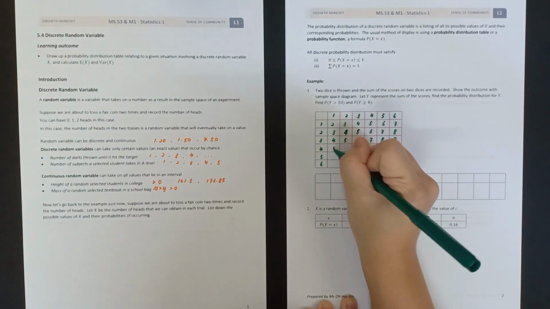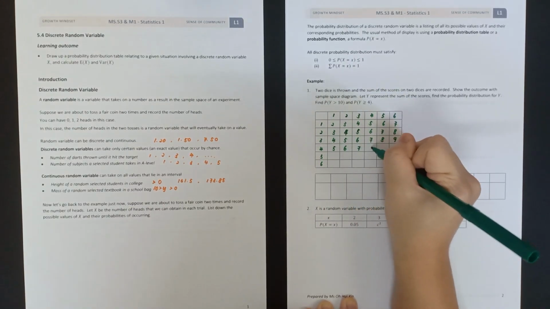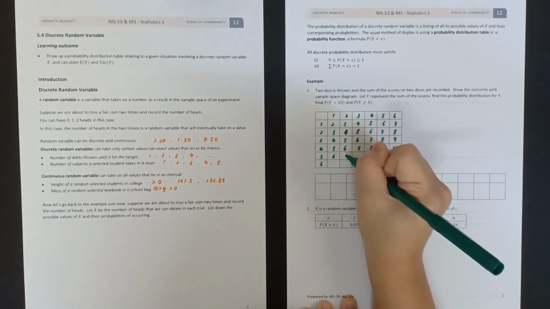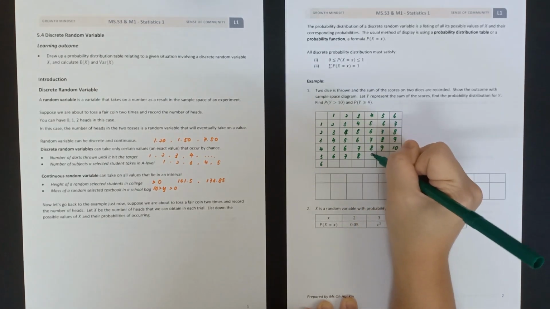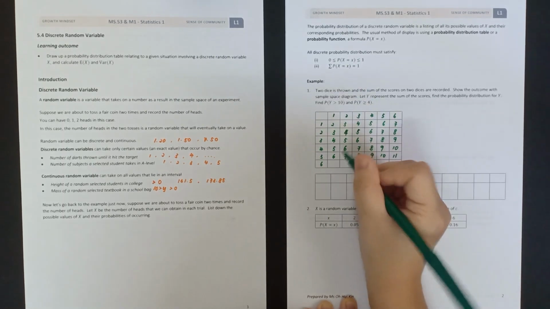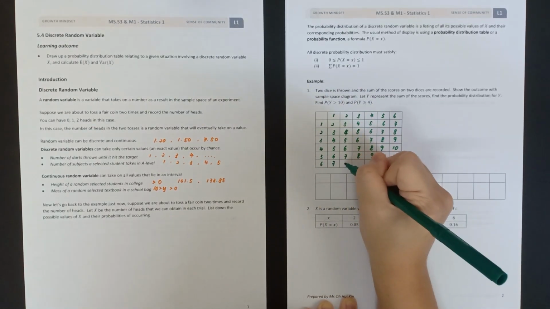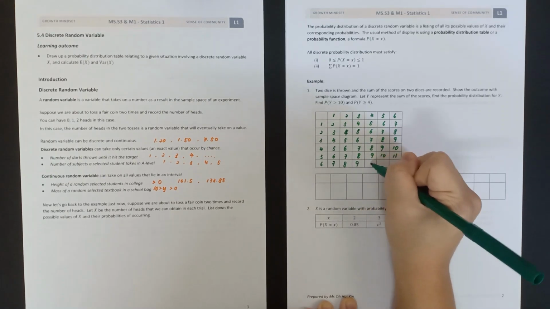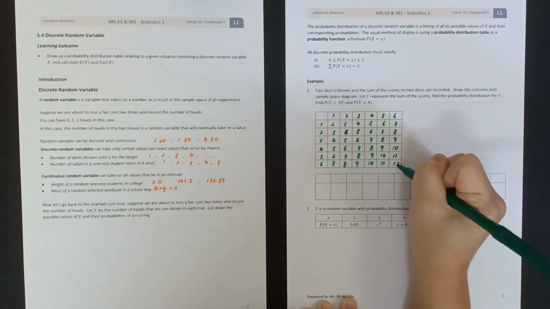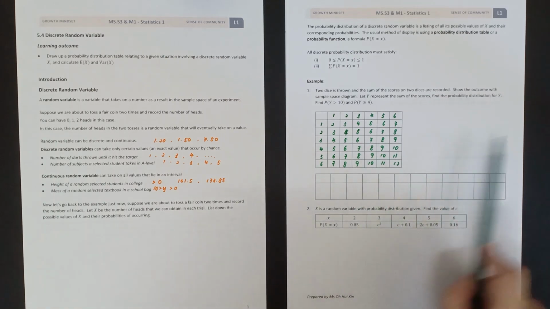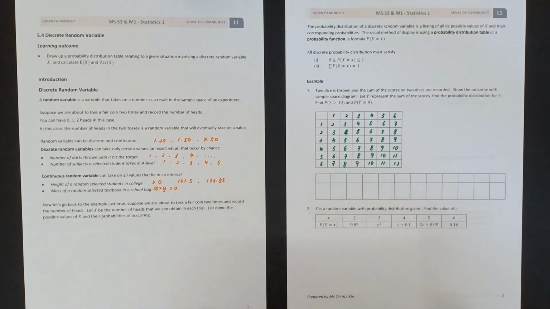Okay, everything plus 4, everything plus 5, everything plus 6. Okay, so this is how you get a sample space diagram or probability space diagram. Now we need to write down the probability distribution for y.